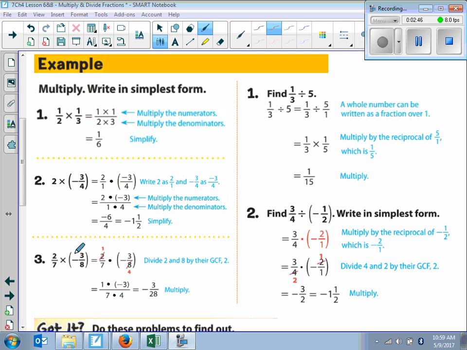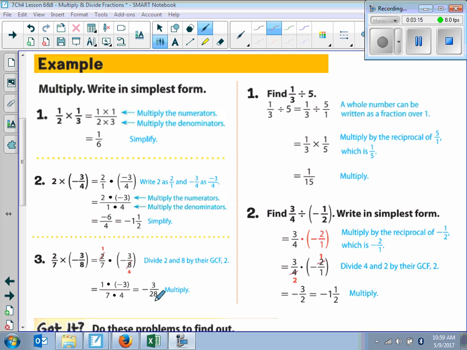Okay? For example 3, here we have 2/7 times -3/8, multiplying straight across. But before we do that, we're going to simplify. So 2 divided by 2 is 1, and 8 divided by 2 is 4. So when we multiply straight across, we get 1 times -3, which gives me -3. And 7 times 4 is 28.